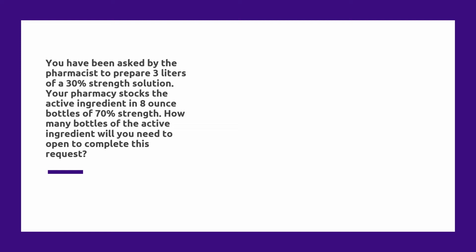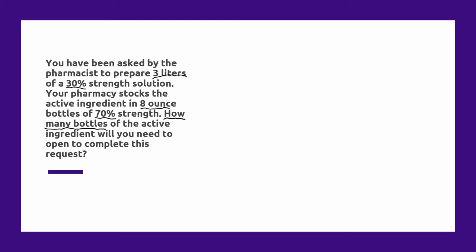I love this question. There's a lot of information in here, and it's really important to figure out what exactly they're asking you to do and what types of conversions you need to make to come up with your answer. So they're asking you to make 3 liters of a 30% solution. You have 70% strength on hand. They're telling us we have 8-ounce bottles of that. So we already know we're going to need to make some conversion from ounces to liters or milliliters. How many bottles of the active ingredient will you need to open to complete this request? So our answer is simply going to be how many bottles, which is actually going to be a whole number. So I'll explain all of this.